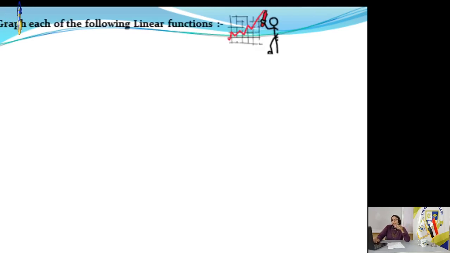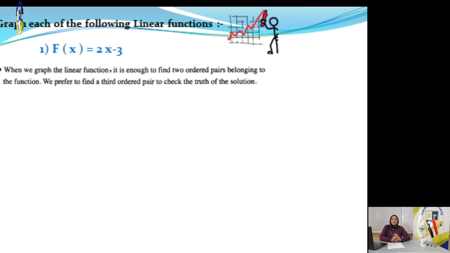Then we will move to the third slide. We have here an example. Graph each of the following linear functions. Number 1, f of x equals 2x minus 3. If you want to graph any polynomial, we will take some numbers and represent them on the graph. When we graph a linear function, it's enough to get 2 or 3 ordered pairs to represent the linear function.